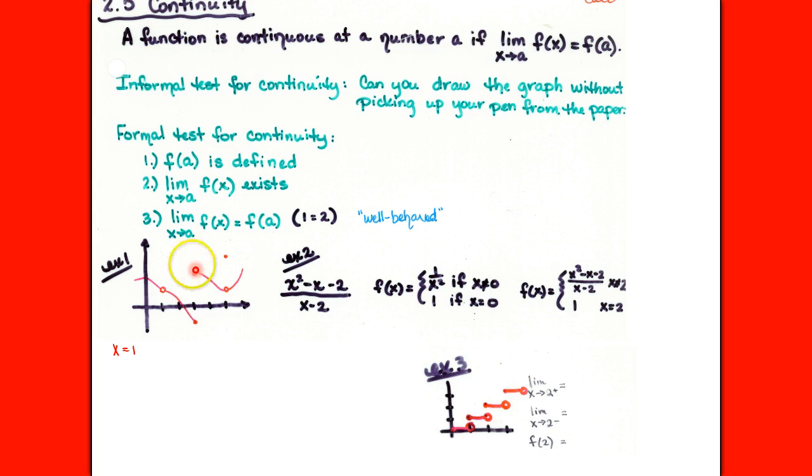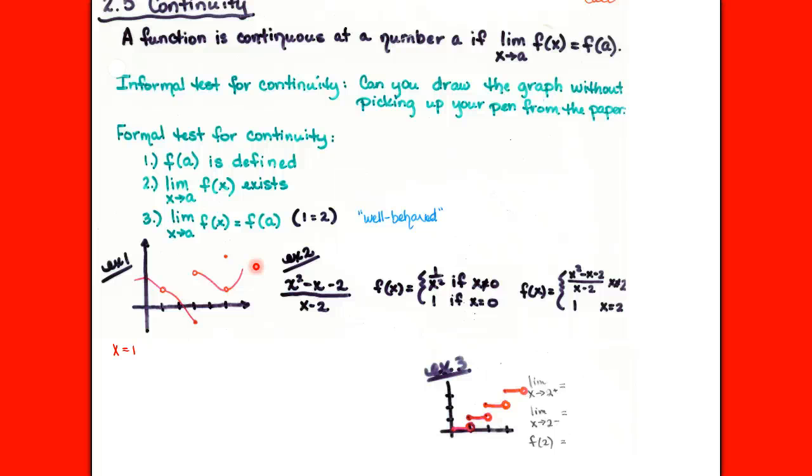Then I continue on and get to 5, and I have to pick up my pencil to come up here and put a dot, skip over the value at 5, and continue on. So using that informal test, for example 1, I have a discontinuity at 1, at 3, and at 5. I need to know why it's discontinuous.